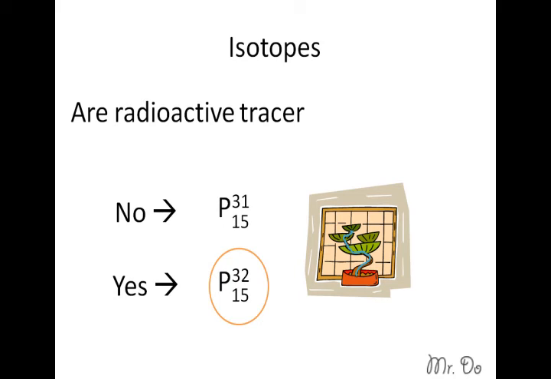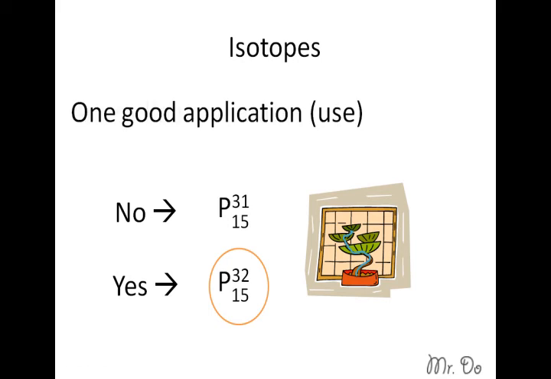So if we want to diagnose a problem, we give it the right element that we're looking for, it goes through the body, goes to the location, and then with the device, we can detect where the situation is occurring. That is a radioactive tracer, being used to trace. So there are many applications for isotopes. This is just one of the many examples.